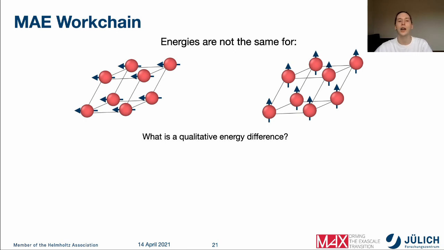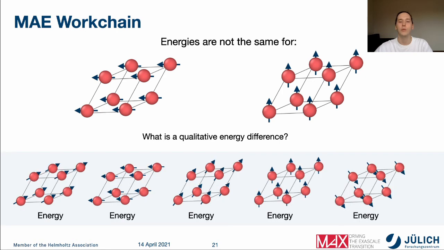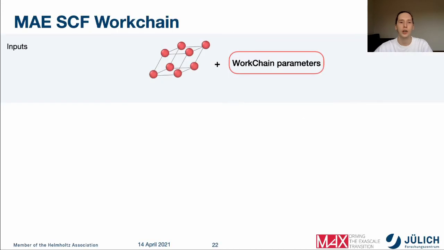In order to study the structure, one should perform a set of calculations for different spin orientations and compare and analyze the energy distribution. This of course can be done by hand using a set of Fleur calculations, but the more elegant way would be to use the magnetic anisotropy energy workchain. In AiiDA, we have two different types of magnetic anisotropy energy workchains. First of all, let's consider the self-consistent workchain.